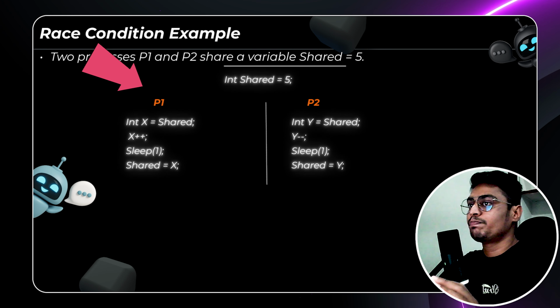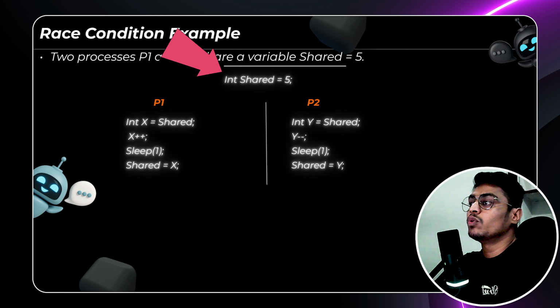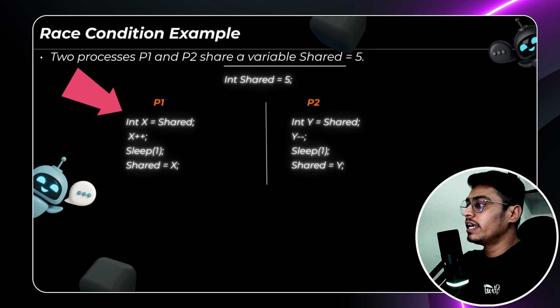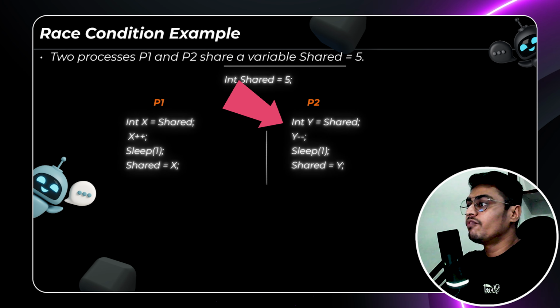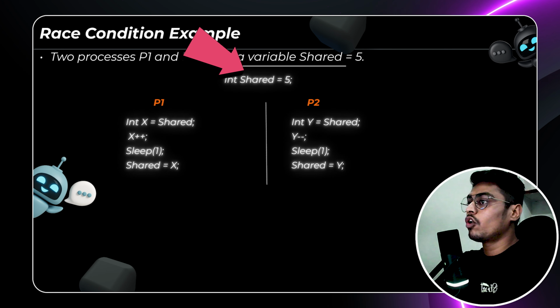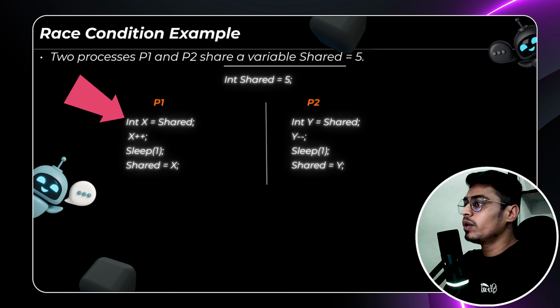We have two processes, P1 and P2, running on a system. What is the code for P1 and P2? They share something common. So let me first introduce the problem. The code is: int shared = 5. In process P1, the code is: int x = shared; x++; sleep(1); shared = x. Now the code of P2 is: int y = shared; y--; sleep(1); and then shared = y. So both processes share a variable called shared, initialized with the value 5. P1 has a local variable x and P2 has a local variable y.